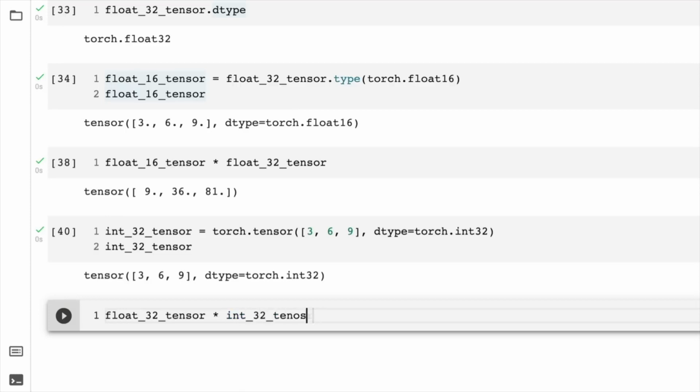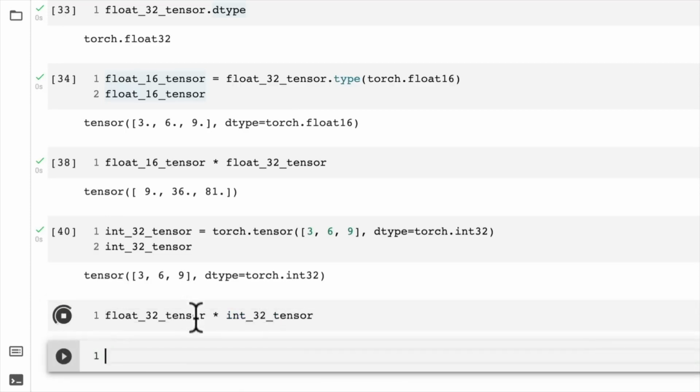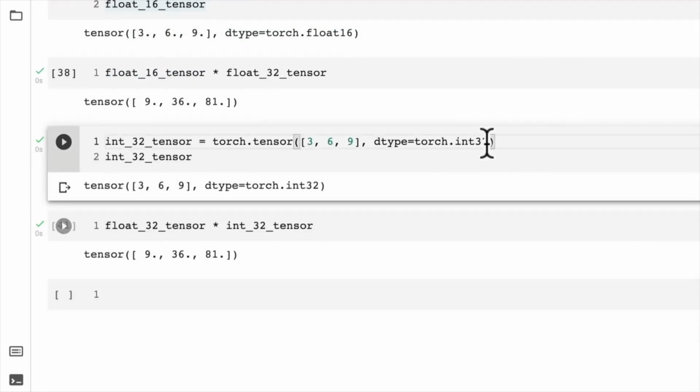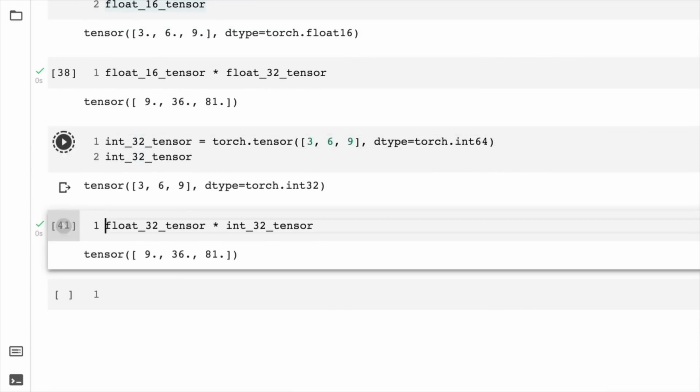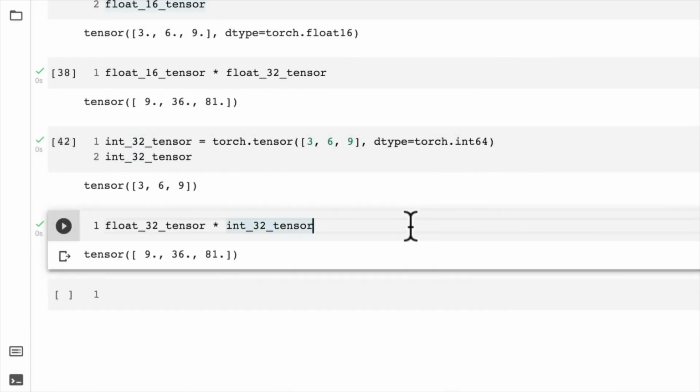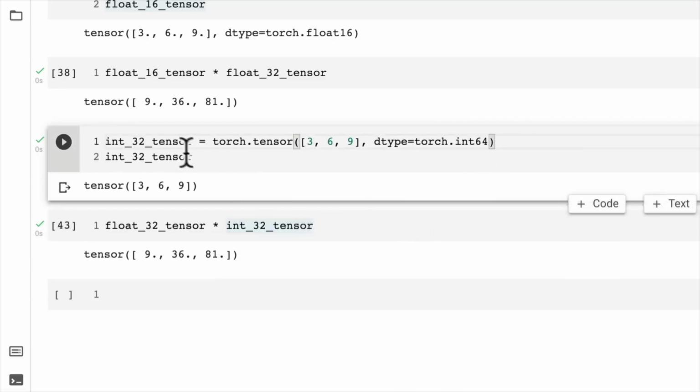Int32 tensor. Huh, it worked as well. Or maybe we go int64. What happens here? It still works. Now see, this is again one of the confusing parts of doing tensor operations.